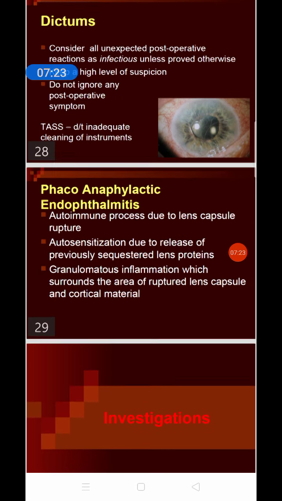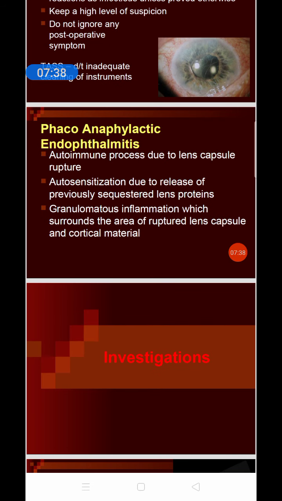Phacoanaphylactic endophthalmitis is an autoimmune process due to lens capsule rupture. Autosensitization occurs due to release of previously sequestered lens proteins. So there is granulomatous inflammation which surrounds the area of ruptured lens capsule and cortical matter.